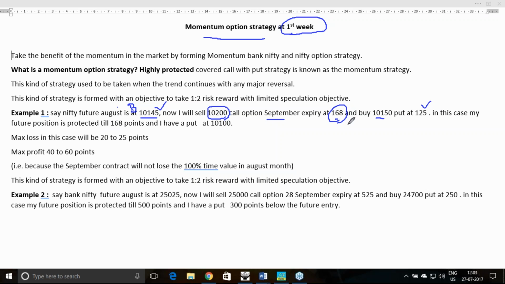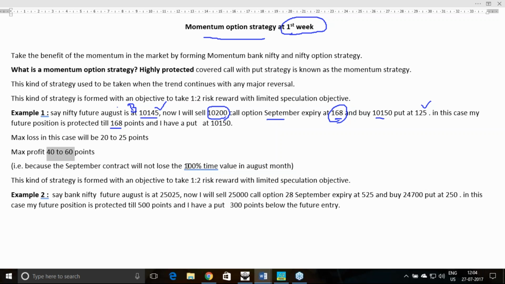In this case, once you sell this option, your future is protected by 168 points, and you also have the 10,150 put option to further protect your position. Maximum loss in this case will be some 20 to 25 points. Theoretically, we cannot estimate the profit and loss, the reason being we are selling the September expiry contract. Profit will be 40 to 60 points if you continue for one more cycle of the uptrend, or if you wait for 5 or 10 trading days.